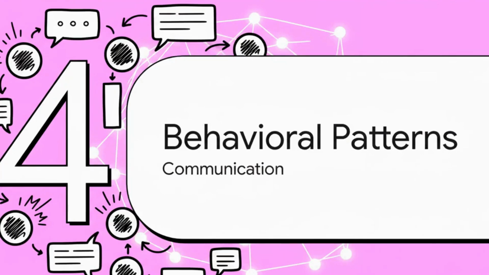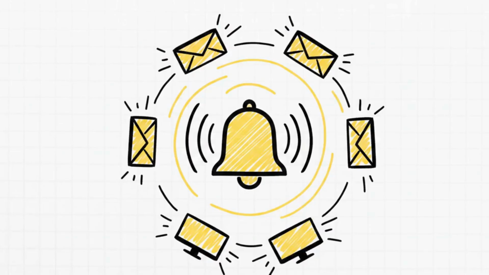All right, moving right along to section 4, behavioral patterns, focusing on communicating between objects. First up in this category is the observer pattern. Honestly, if you've ever hit the notification bell on a YouTube channel, you already understand this perfectly. When a creator uploads a new video, they're definitely not manually sending a text message to every single one of their millions of subscribers. The system just handles it automatically.